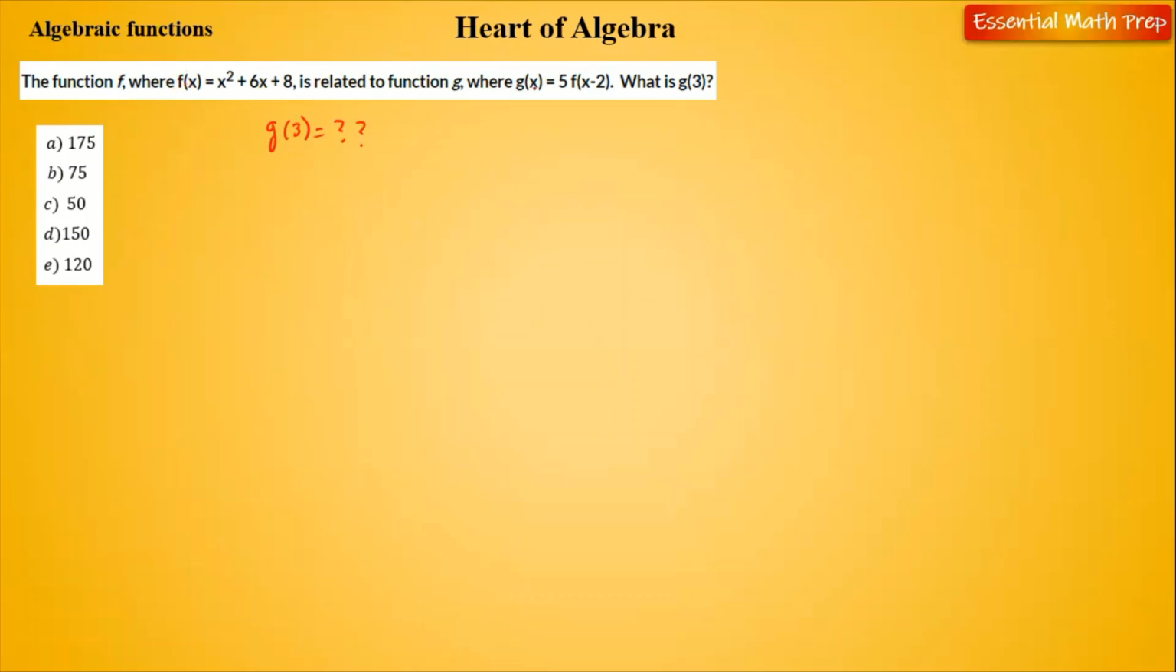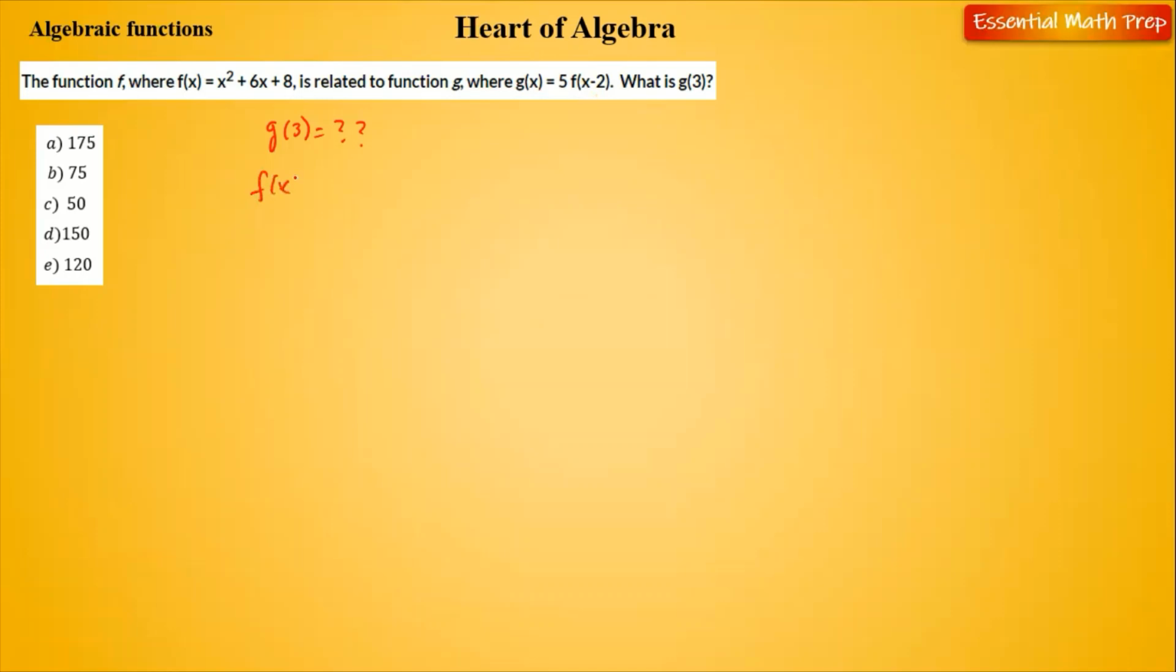So first we have to substitute whatever the value is for x in the f of x expression, get a final expression in terms of f of x minus 2, multiply by 5, and that expression is equal to g of x. So if you get that far, then we can substitute 3 in place of x into the new expression, and we can get our final answer. So here's how you do it.